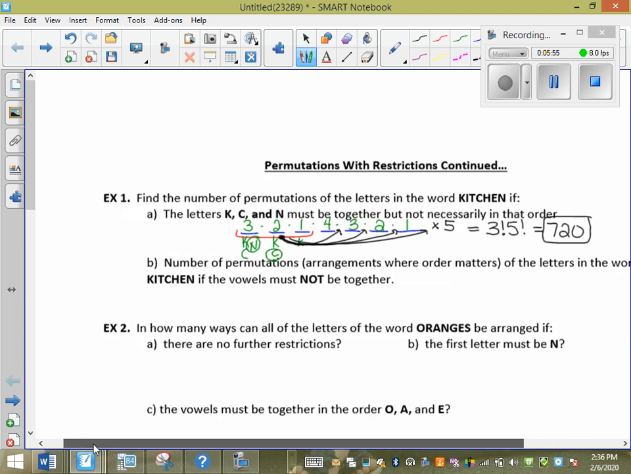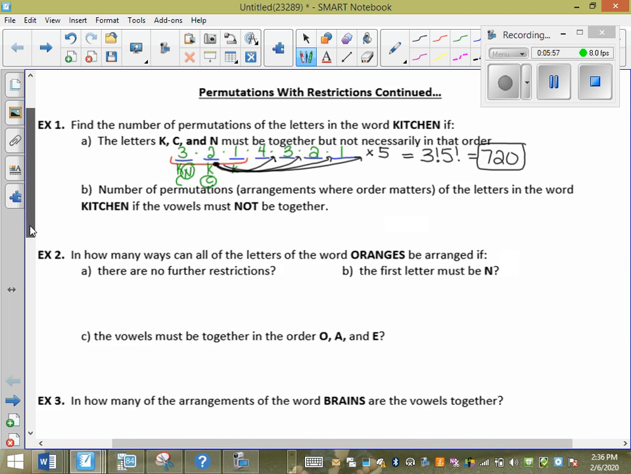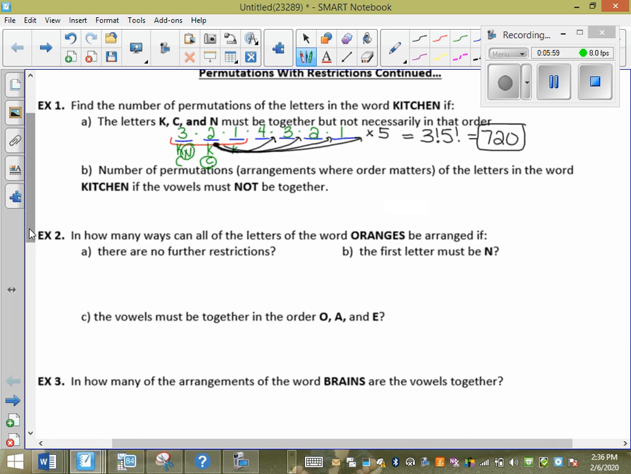Now this one, we did one like this yesterday where they couldn't be together, right? Yeah? How did we do that? We did total rearranging of the word, subtract off all the ways they can be together, and then what was left over was how they couldn't be together.